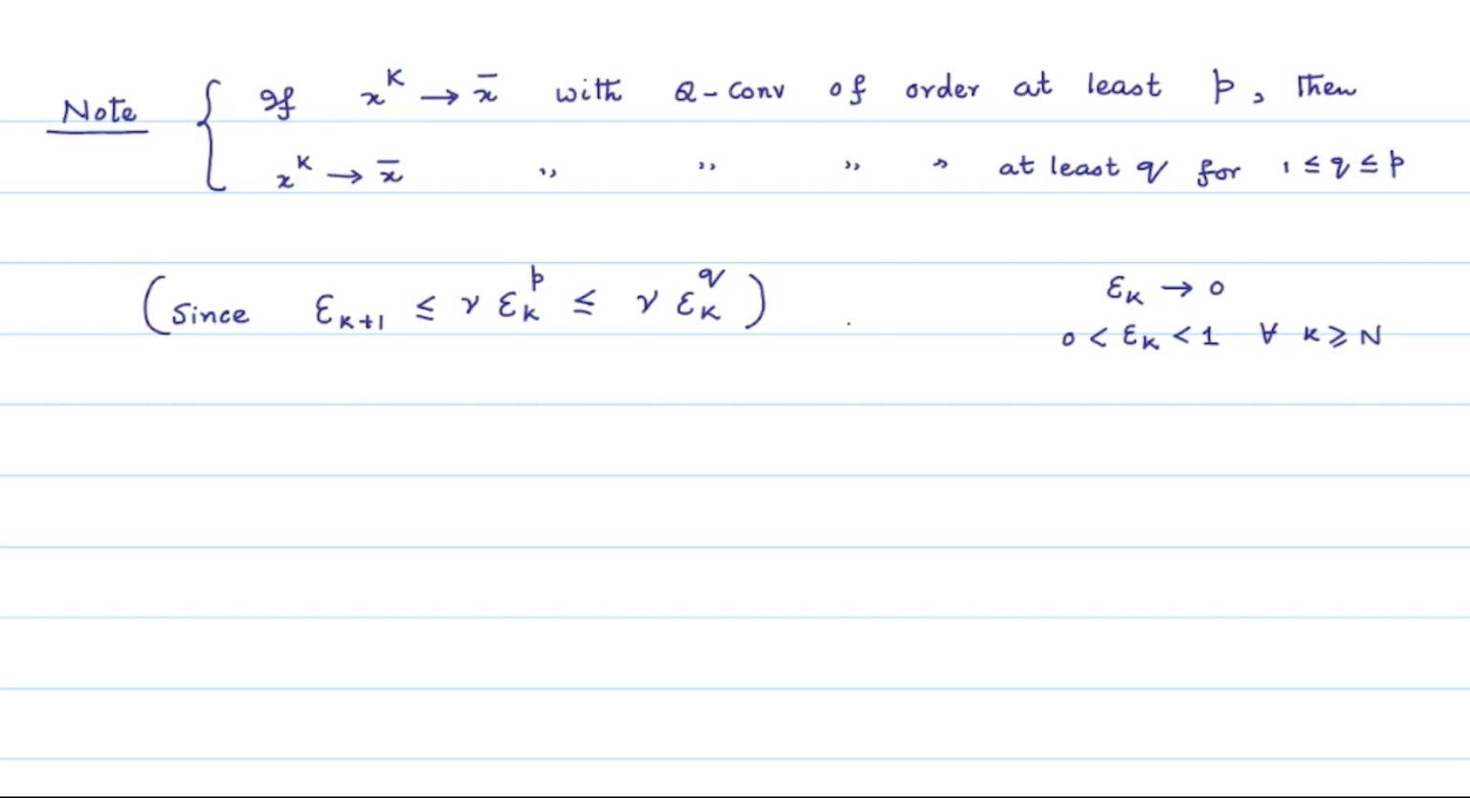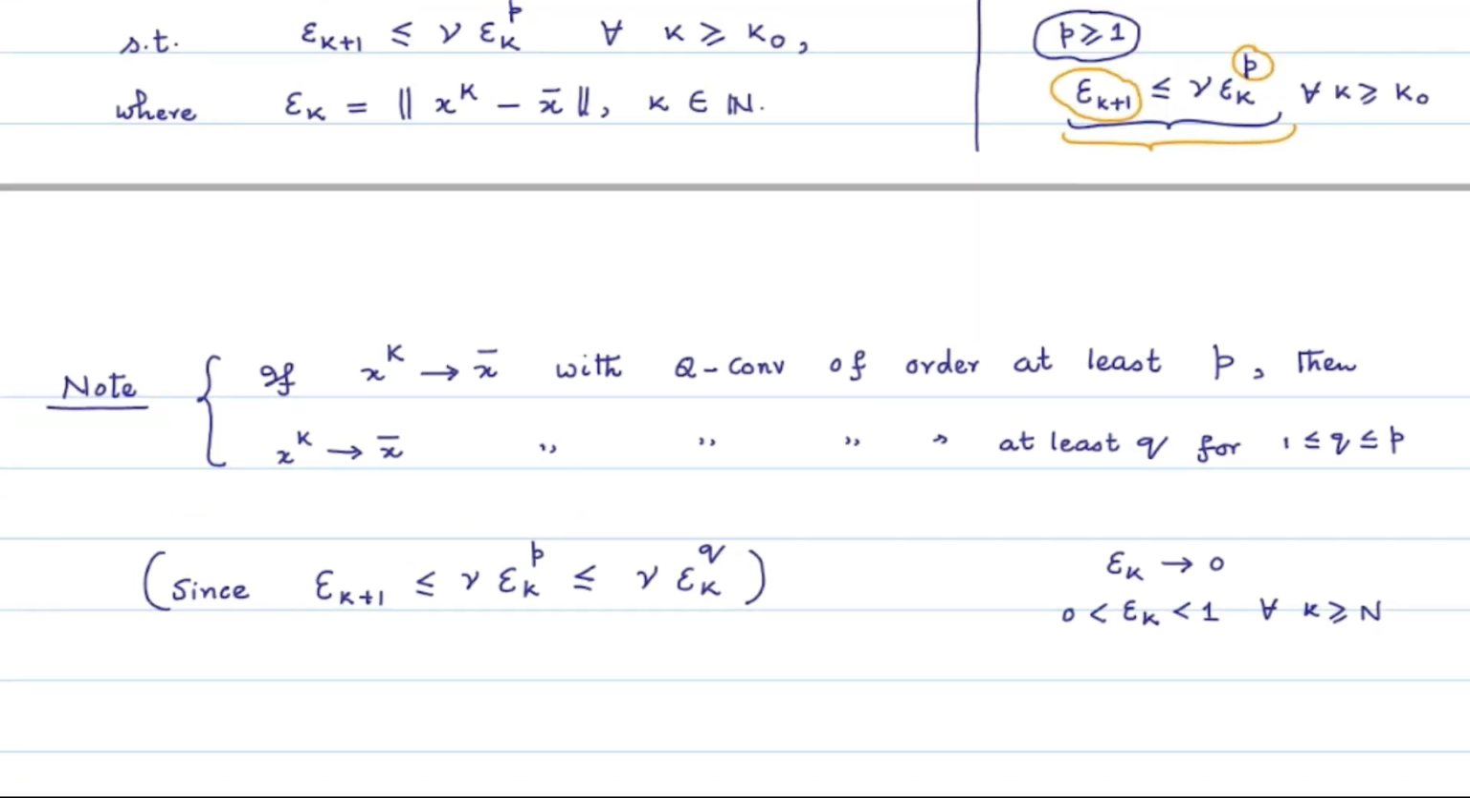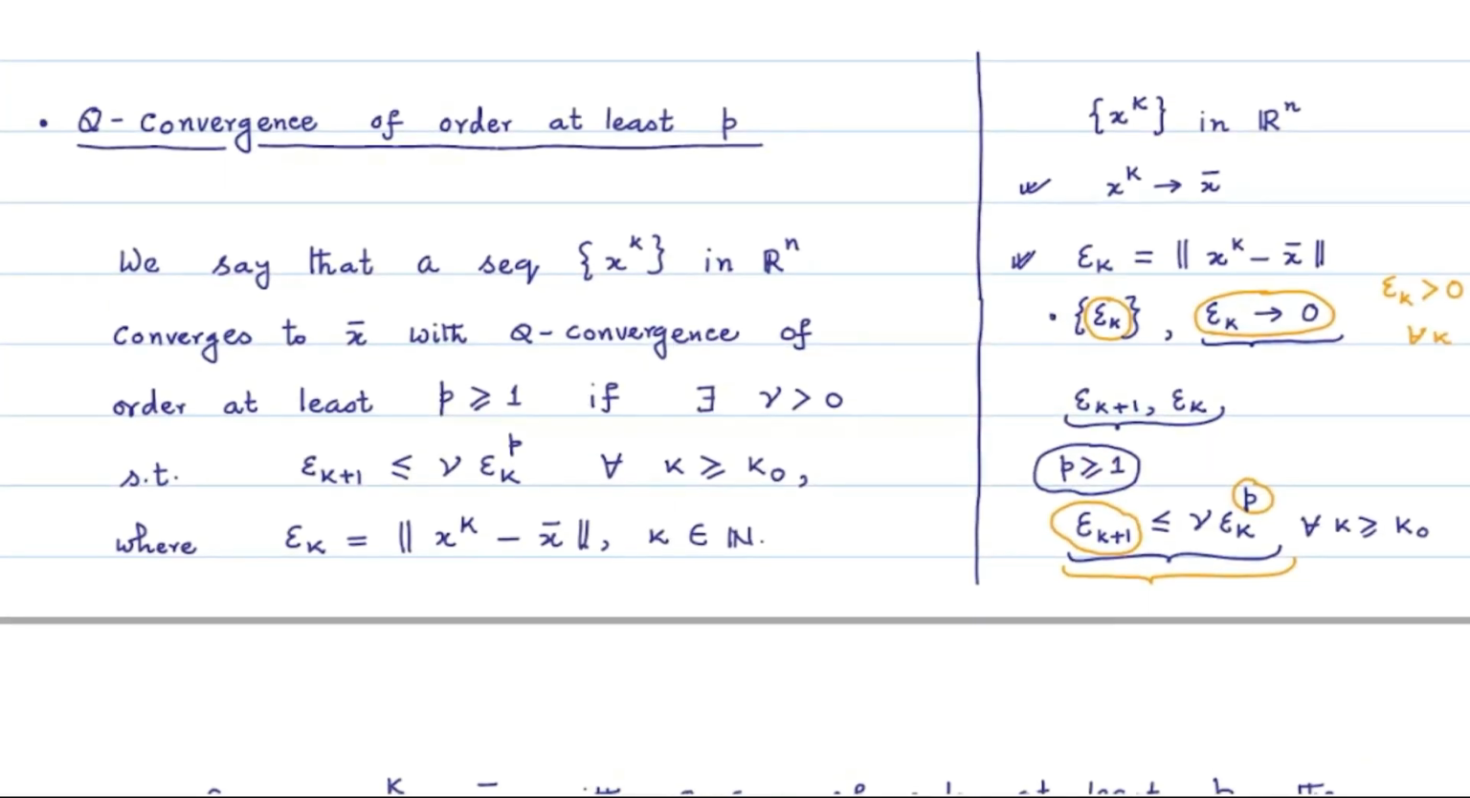and thus x_k converges to x bar with Q convergence of order at least q. Therefore this definition of Q convergence of order at least p does not uniquely characterize the order p to measure the speed or fastness of the convergence of x_k to x bar. Here we note that this value of p certainly measures a speed of convergence of epsilon_k to 0, because the bigger the value of p, the faster is the convergence of epsilon_{k+1} to 0.